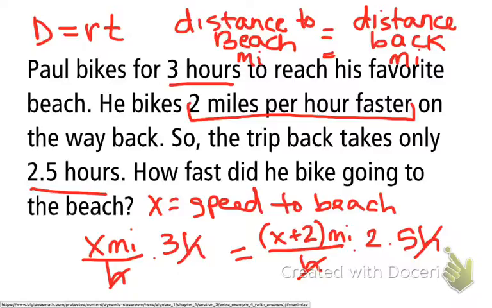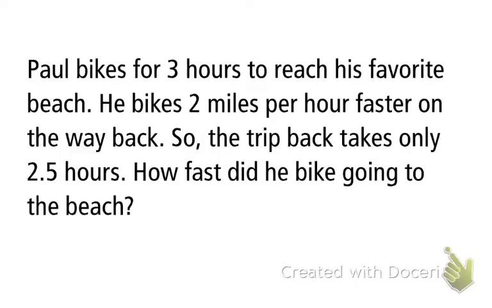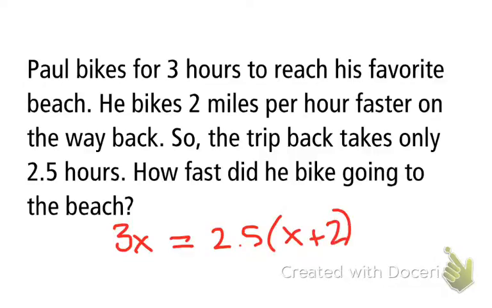And the next step will be to simplify. So we'll take our rate times our time, so x miles per hour times 3 hours will give us 3x, and then our rate times our time, so we have to use the distributive property, so we'll have our 2.5 times the quantity x plus 2. So let's simplify. Okay. So now, oops, I forgot that variable.